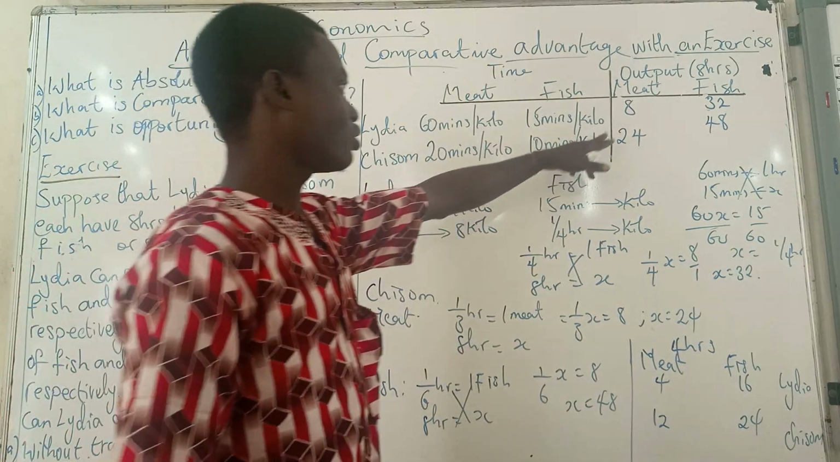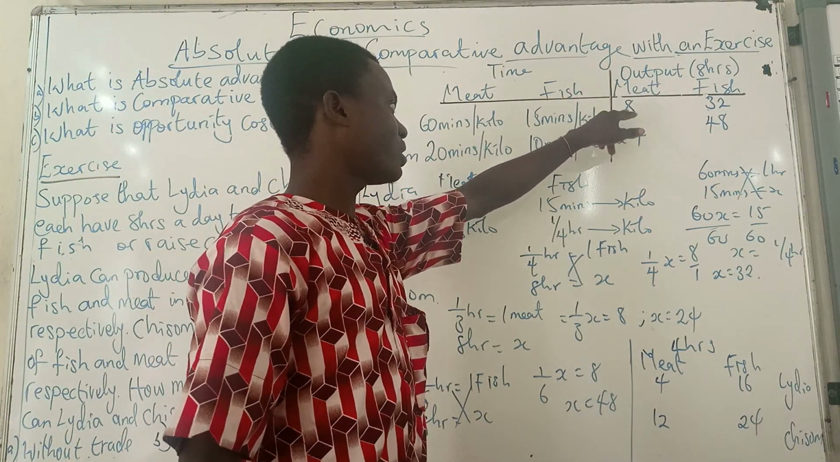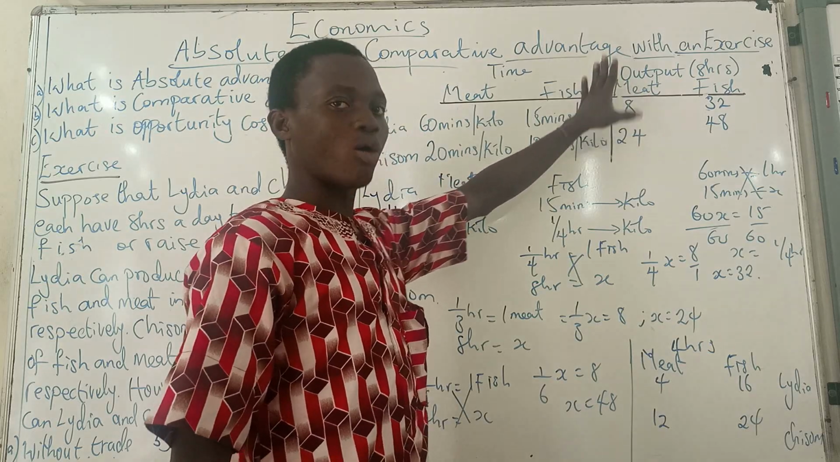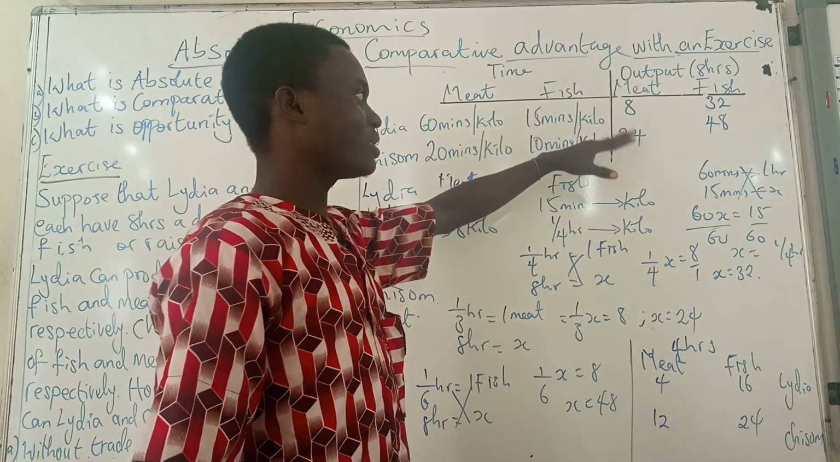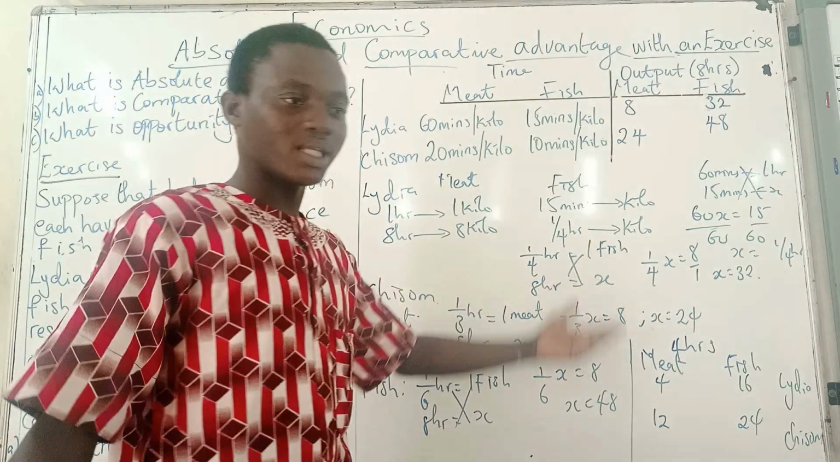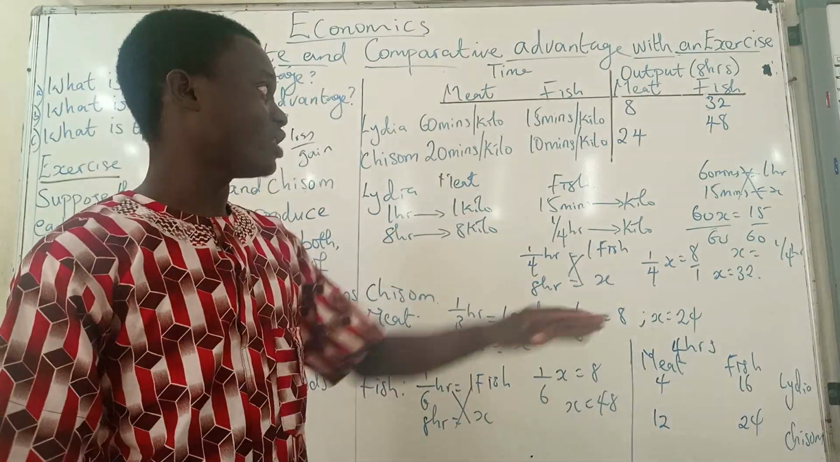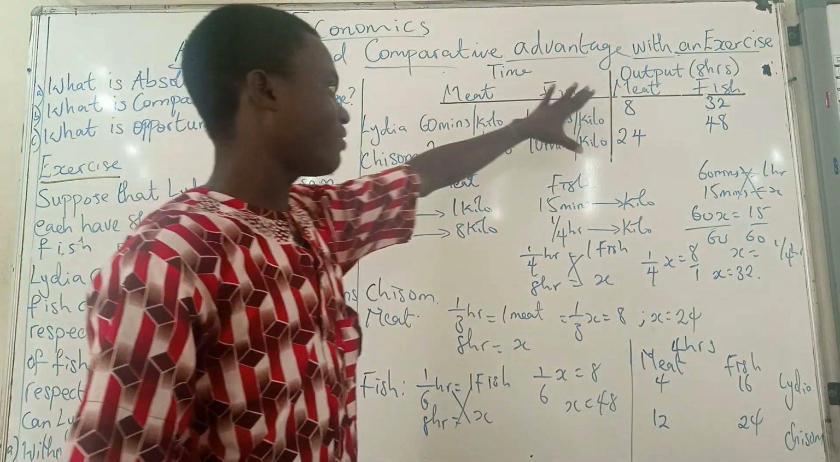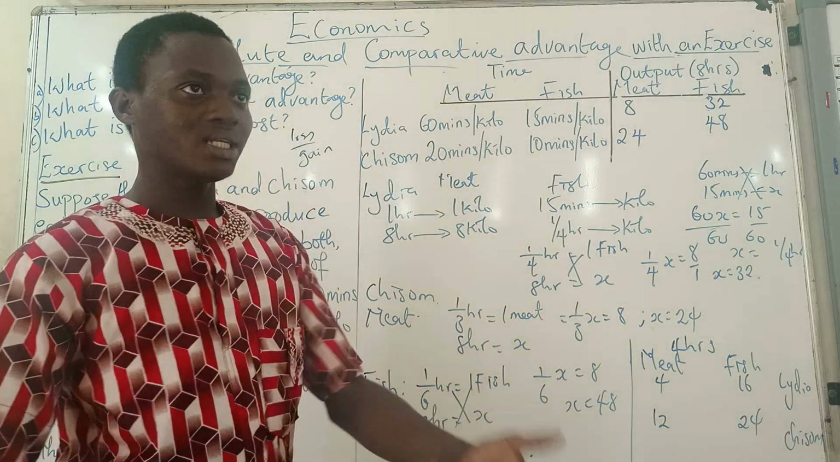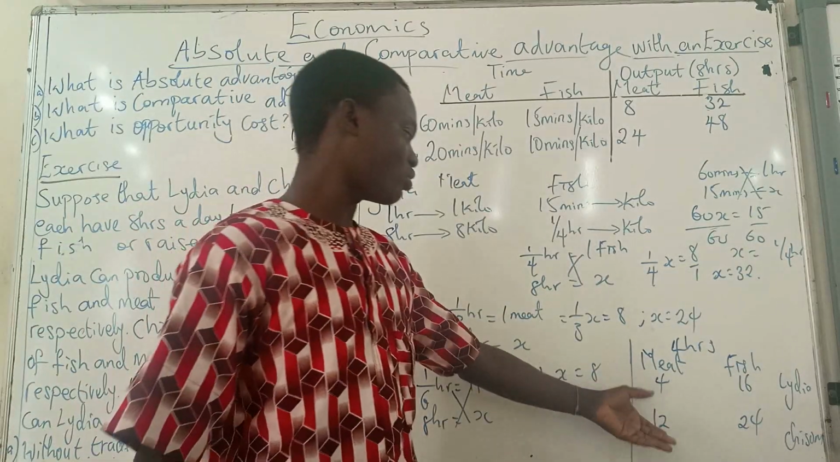So instead of here where they have the choice between either meat or fish, so that is, if they are consuming meat, they can't consume fish, since everything that you are doing is to devote all of your 8 hours into the production of only one of the commodity. So instead of them having this, now dividing their hours into 2 is going to give them this result.